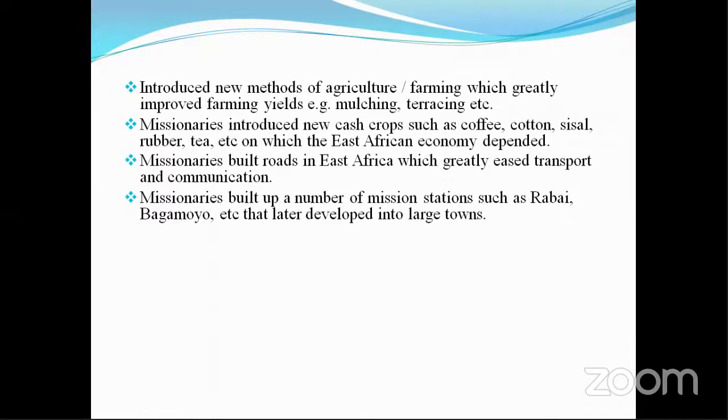And I think Bagamoyo is the first mission station to be established in East Africa, around 1872, 73. Yes, which missionary introduced a new type of cotton? Not one person, a group of missionaries.